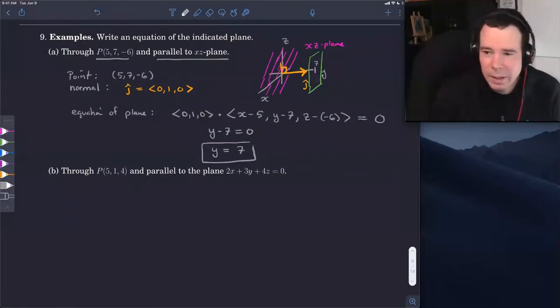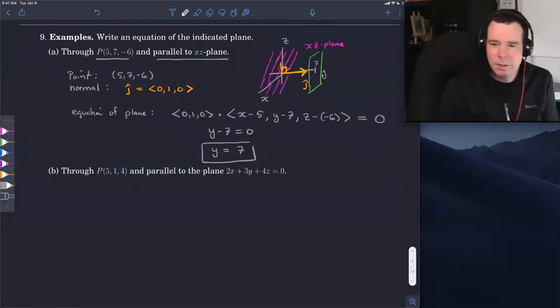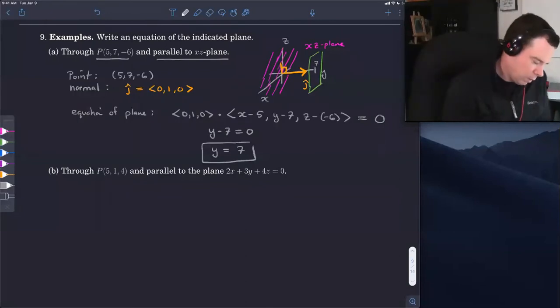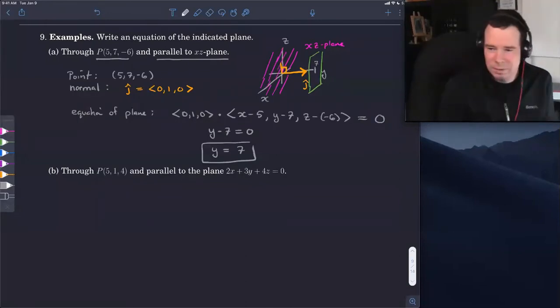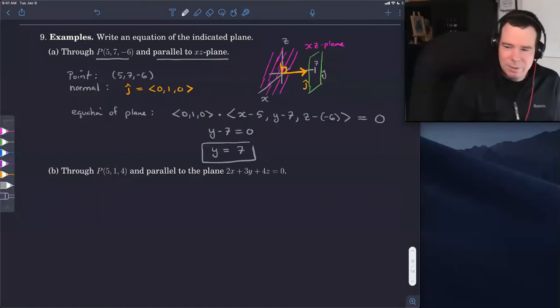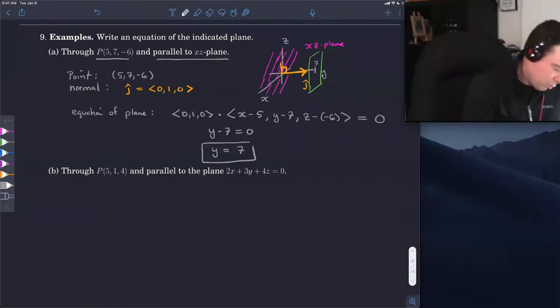So this is typically how we're going to work with those equations above. We're going to find a normal, we're going to find a point, and then we're going to write down the dot product and then expand it out. And we didn't necessarily have to write down the dot product immediately. I could have written 0 times (x minus 5), plus 1 times (y minus 7), plus 0 times (z plus 6) is equal to 0. And maybe I'll do that in this next one, just to see that we can always skip the dot product step if we really understand what the equation is actually capturing here.